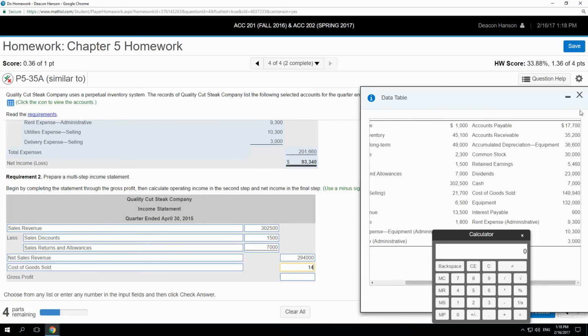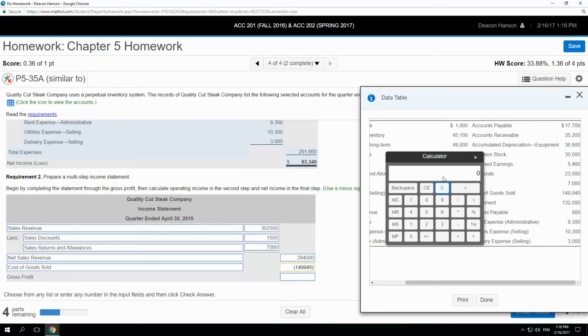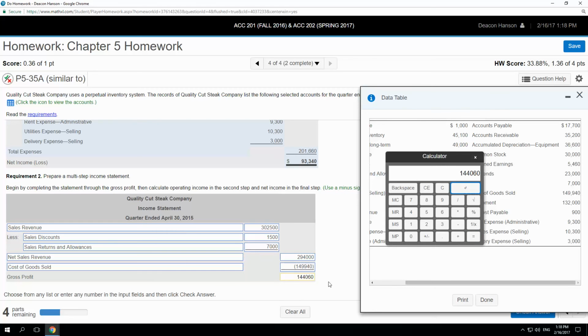All right, 149,940. Now, maybe I should show that one as negative, because it's not saying less over there. So I will take my 294,000 in net sales and subtract my cost of goods sold. Okay. So I get a gross profit of 144,060. See, in a multi-step income statement, that's shown separately, right? So we already did 2 steps, and there's going to be a couple more steps, right? Versus the single step where we just really had 1 step, taking revenue minus expenses.